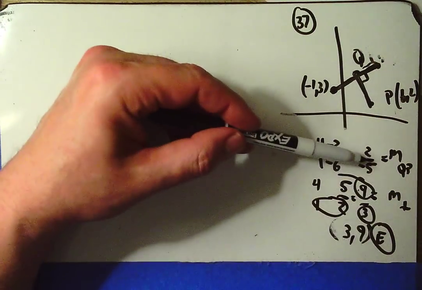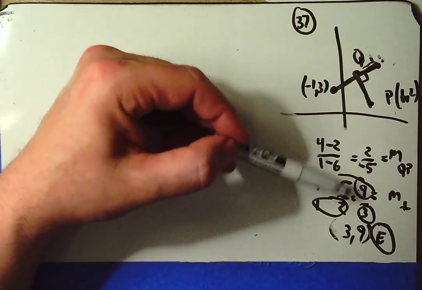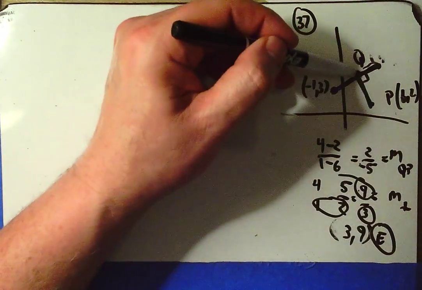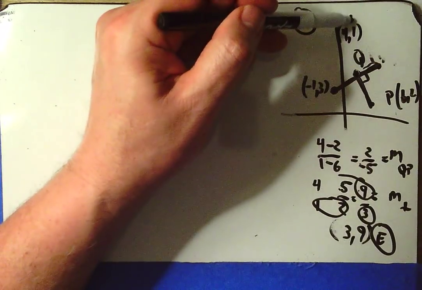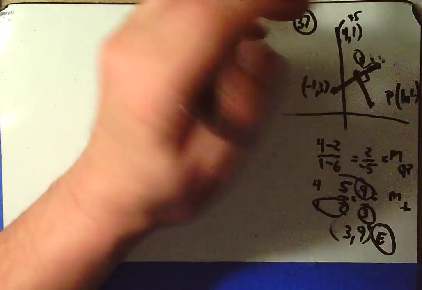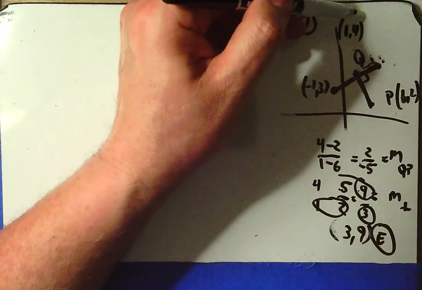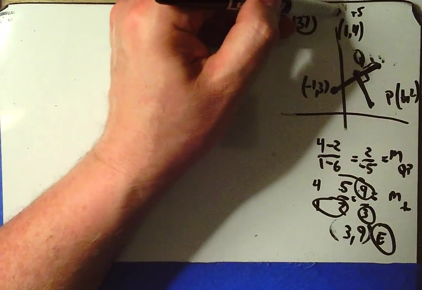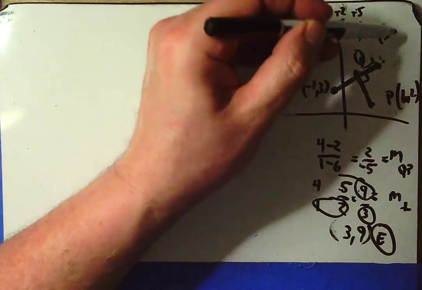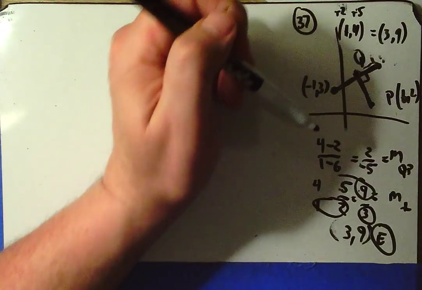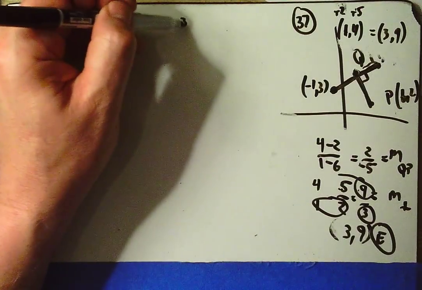We had to use the opposite reciprocal slope, not just flipping the slope, but also changing the sign. So I changed the sign and made this 5/2. At 1, 4, I added 5 to the y values, and I added 2 to the x values. That gave me a new x value of 3 and a new y value of 9. Whew, okay, so choice E it is for number 37.